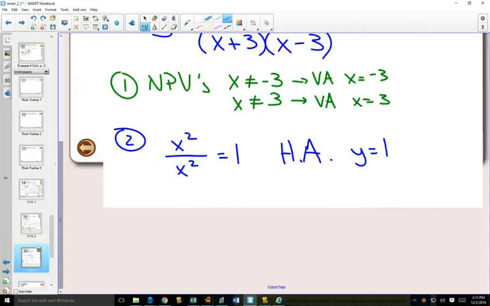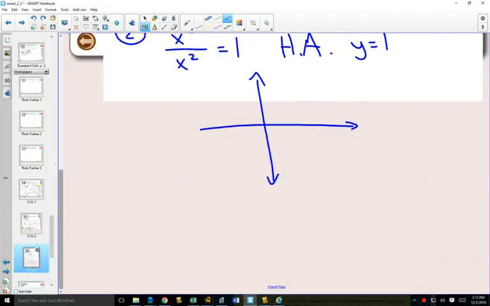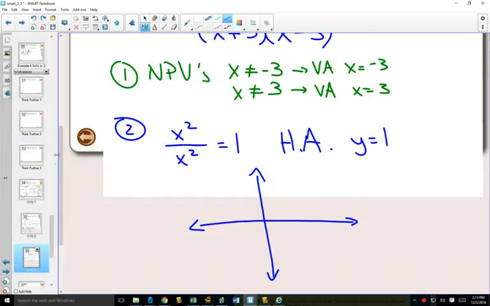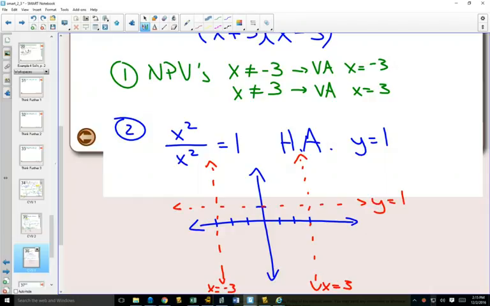And so now you could start graphing. We have at 1, 2, 3, and 1, 2, 3. There are vertical asymptotes, and they are labeled, and at y equals 1.